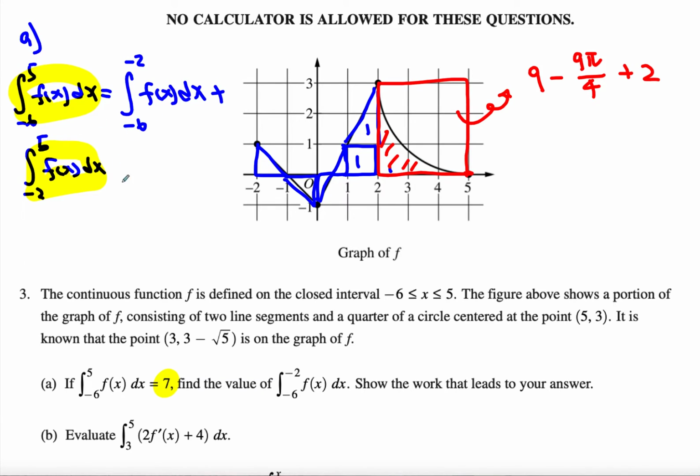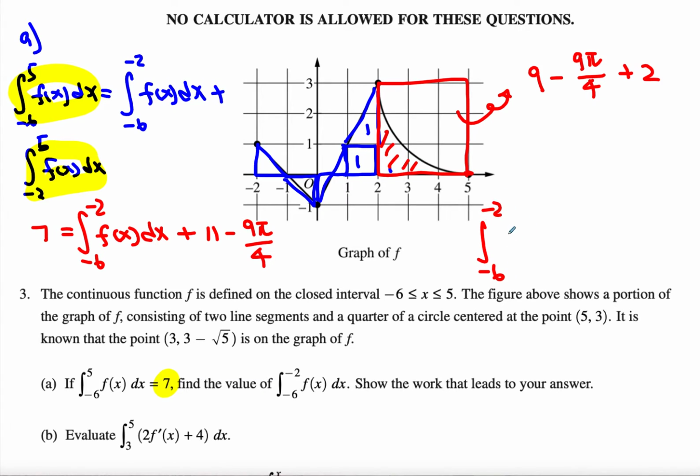So if I were to rewrite this equation, then we get 7 from the given equals the integral which we are looking at, -6 to -2 of f of x dx, plus 11 minus 9 pi over 4. Then what we can do is subtract 11 and then add 9 pi over 4, and we realize that, hey, the integral from -6 to -2 of f of x dx must be equal to 9 pi over 4 minus 4, because we're adding this value, and that becomes our final answer.